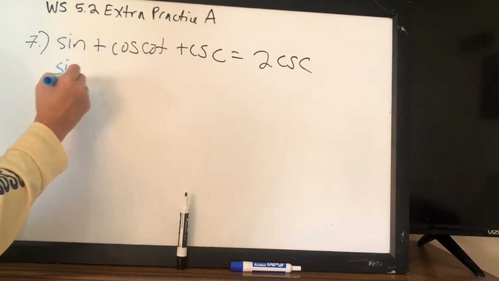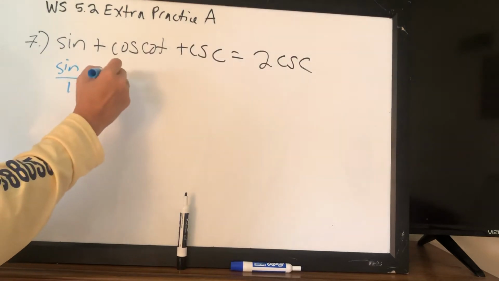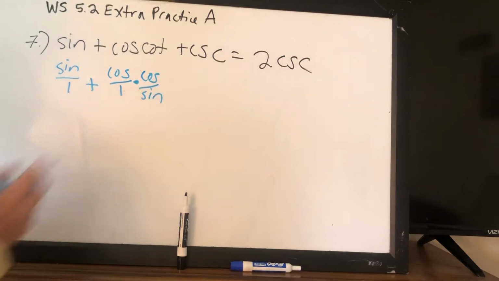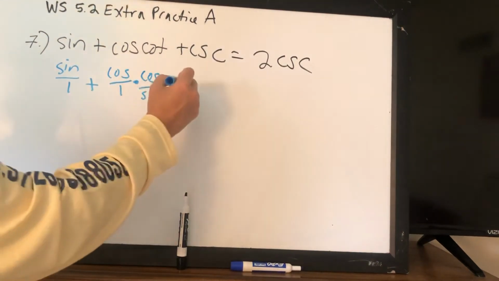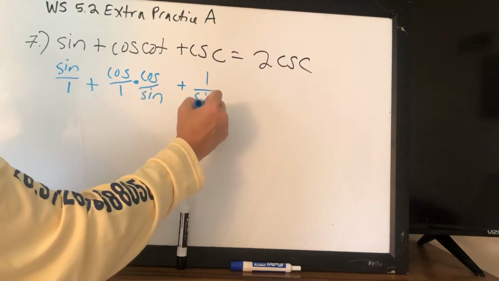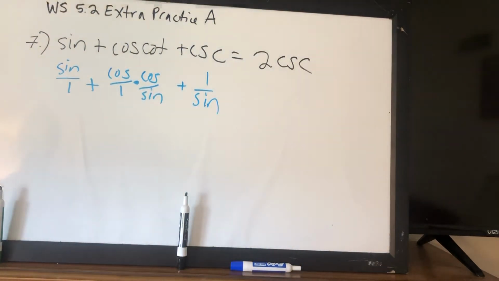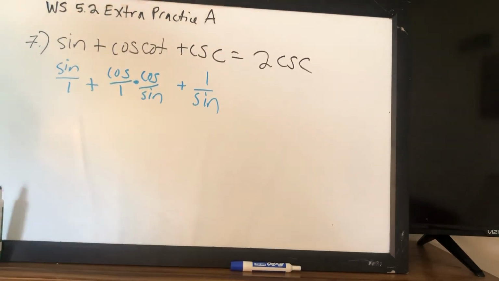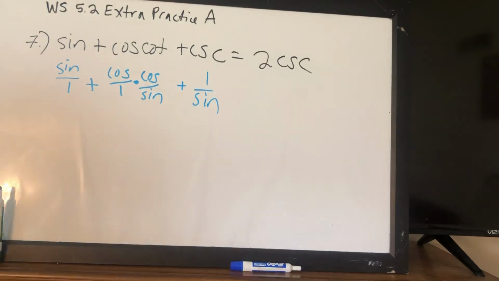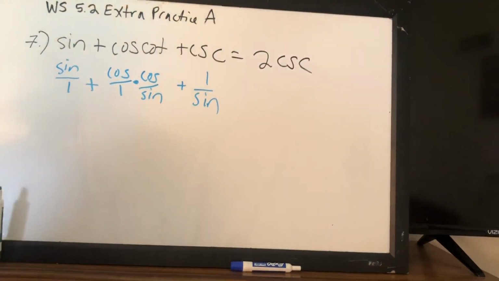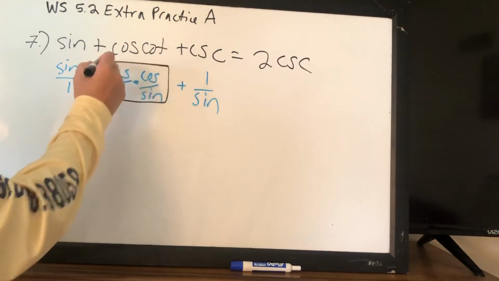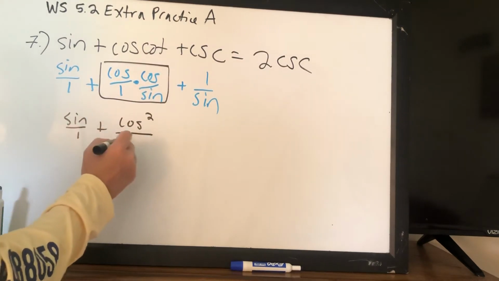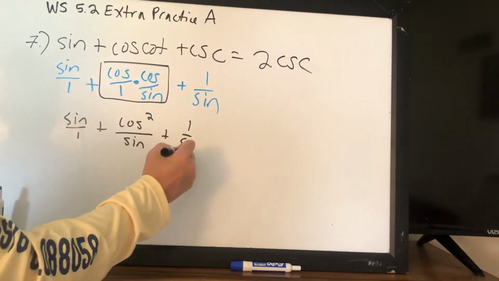So, sine over 1 plus cosine over 1 times cosine over sine plus 1 over sine. Right? Everybody go with that? So, whoops, darn it. Just like class. All right, here we go. These cannot cancel, but we can combine that. We've got sine over 1 plus cosine squared over sine plus 1 over sine.